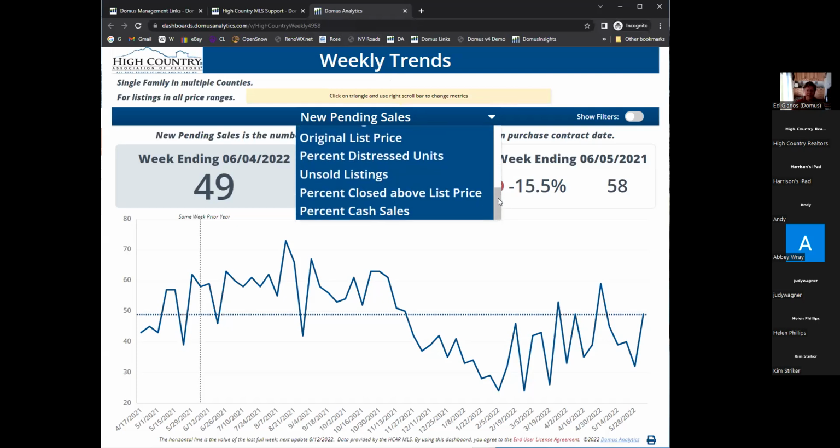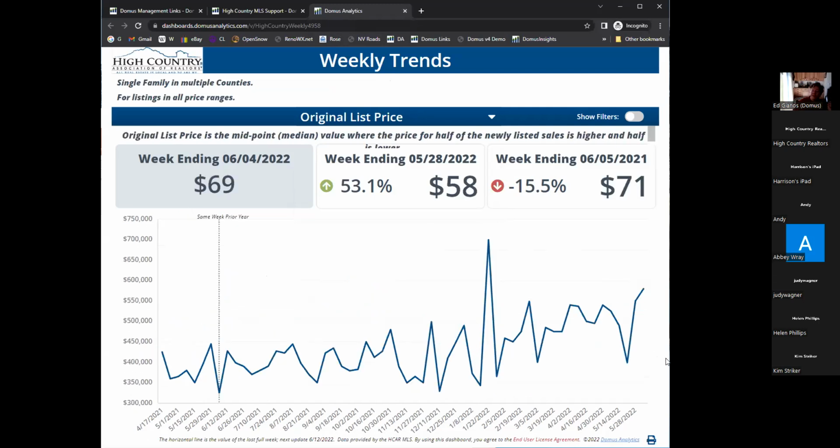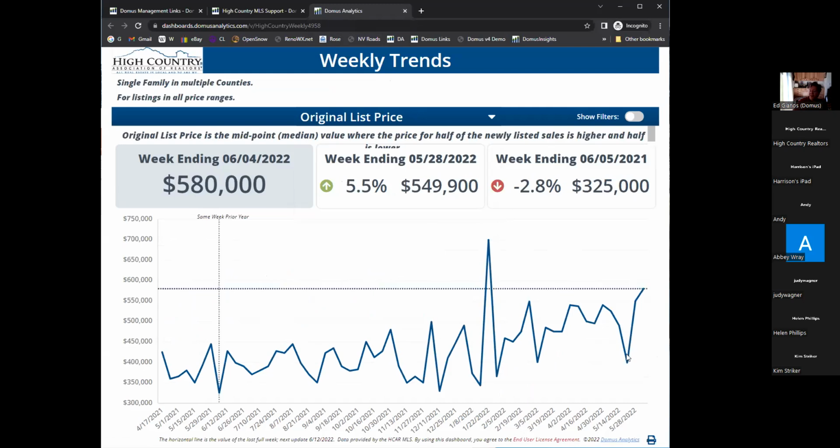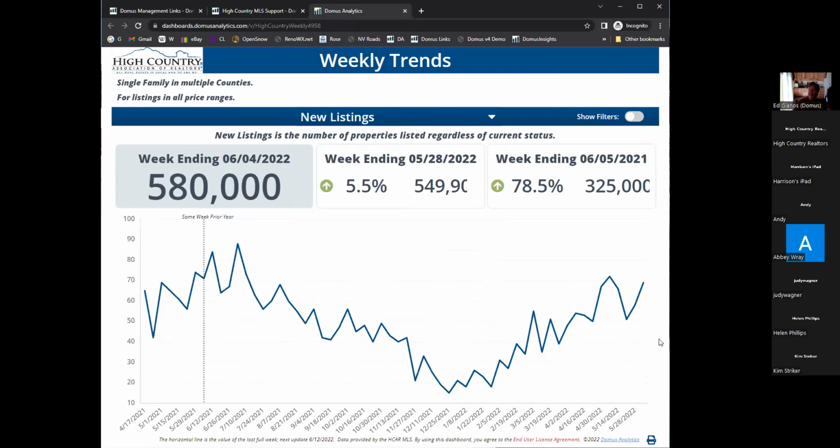So we can pop back down here. Let's look at that original list price. Remember we said we saw that pulling back a little bit? Well, sure enough, we can see this pulling back a little bit towards the end of May, but the behavior for the handful of new listings in June brought that number back up again. Maybe that wasn't a trend. Let's pop over and see how many listings that was made up of.